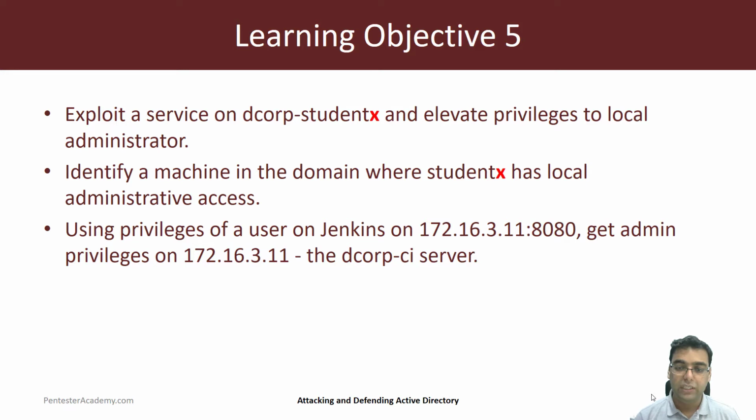On 172.16.3.11, which is our dcorp-ci, our CI server, you need to get administrative privileges onto the CI server by abusing Jenkins, right? Once again, feel free to use any tool you want. PowerShell scripts are used just as an example. And do it, if you want, do it as a challenge. Do all of the tasks or objectives as challenge. If you want a walkthrough, please have a look at the solution videos. So that would be all for this video. Thank you very much for watching.